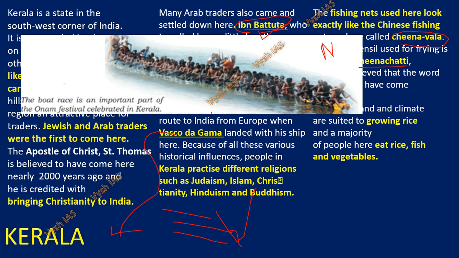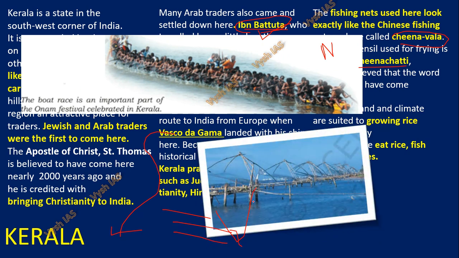And then another thing is the fishing net, which you will find on the Cochin side or Ernakulam side in south Kerala. You will find this kind of fishing net, which is again inspired from China. So till date it is existing. Now also it is there. So these are the things which are in Kerala.